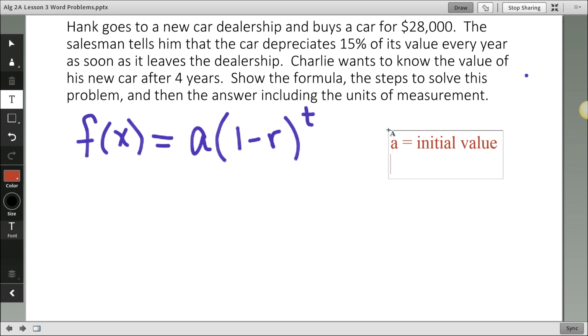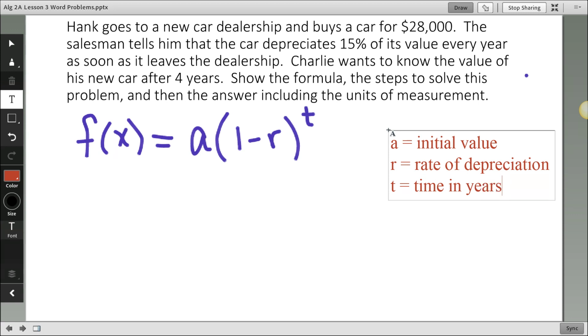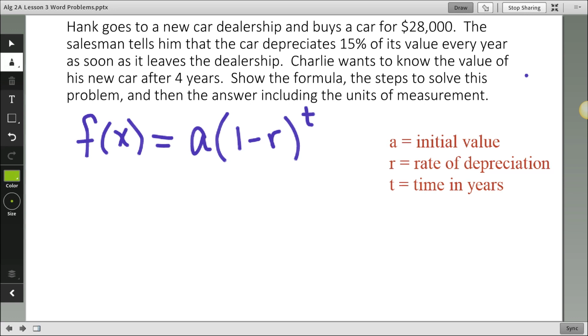And then we got 1 minus R. R is the rate of depreciation. And then T is the time in years. All I got to do is find those values in the problem, substitute, and then use my calculator to find the answer. So what's the initial value? The initial value here is $28,000 right there.